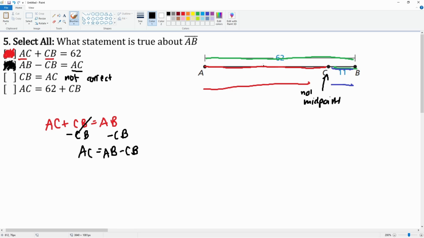Well, AC is this chunk. If we add this, 62 is the entire thing. This is the entire thing. This makes no sense. So the entire line plus an extra piece cannot be equal to a smaller piece. That's impossible. So that is not correct.